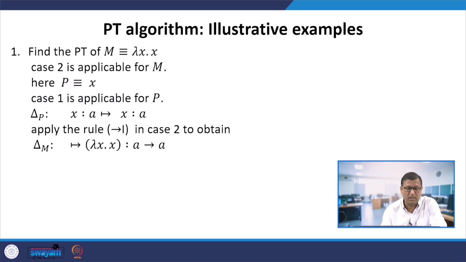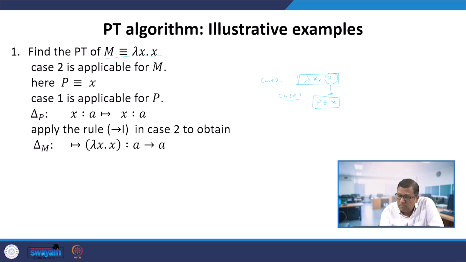So we consider some examples. First let us consider the identity function, lambda x dot x. So M is lambda x dot x. If M was just x, that is the smallest thing possible. Now it is an abstraction, so that means there is another subterm. So this falls in case 2, it is abstraction. Now here the subterm we are extracting will be case 1. This is the simplest thing that is possible. So we have x, so here P is x.